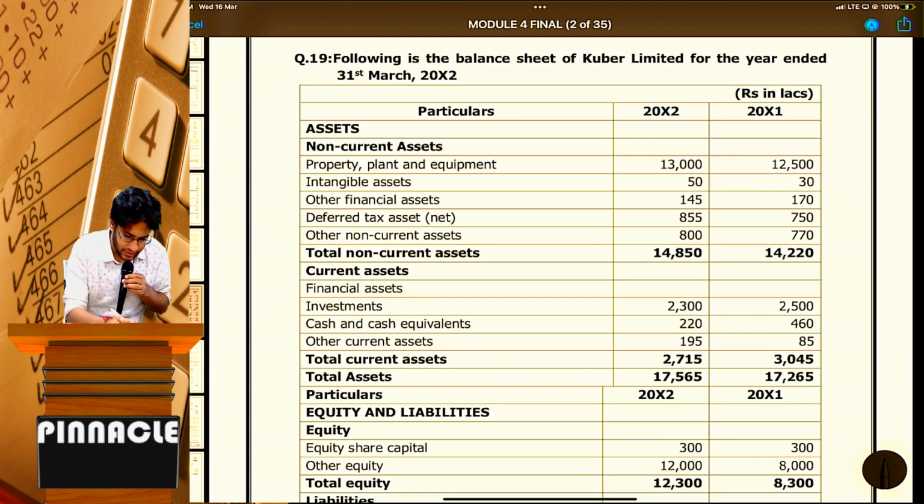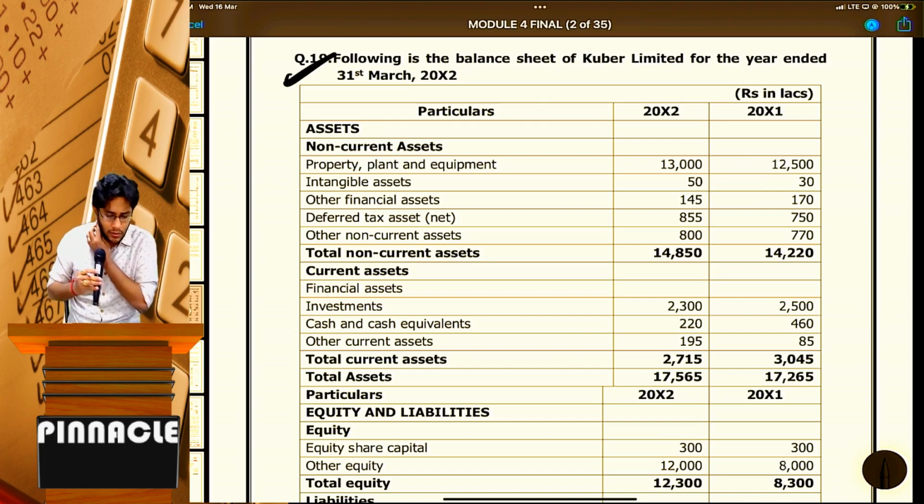Guys, pick up the 19th question. Following is a balance sheet of Kuber Limited for the year ended 31st March 2002. So they gave you a Schedule 3 balance sheet there, for 2002 and 2001.